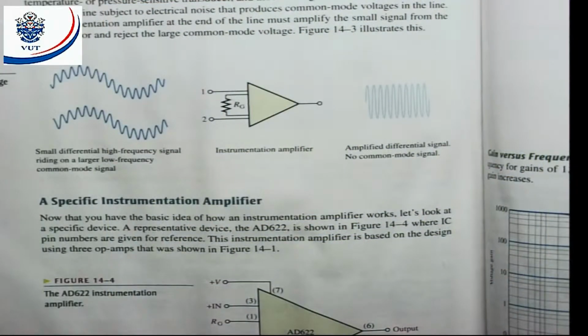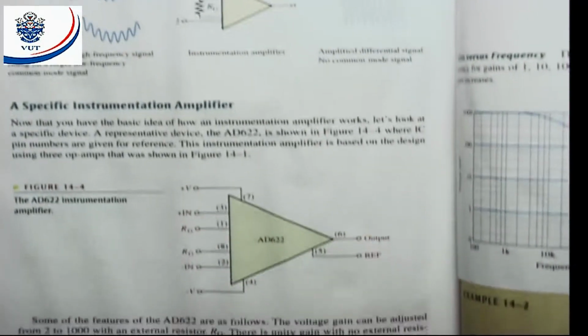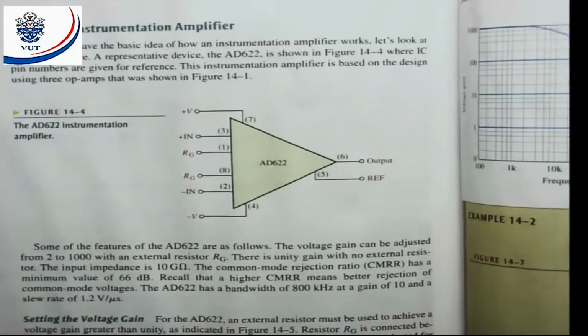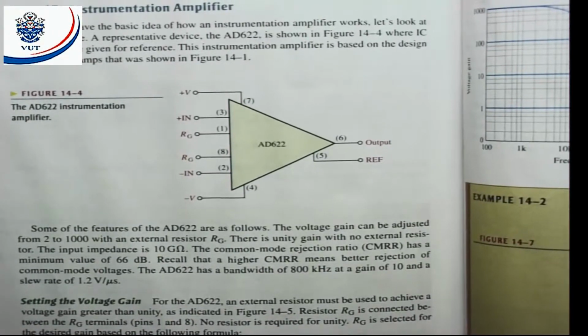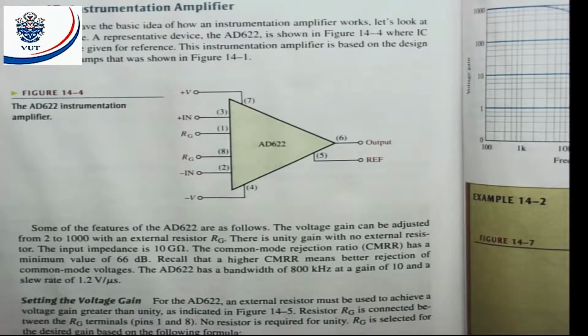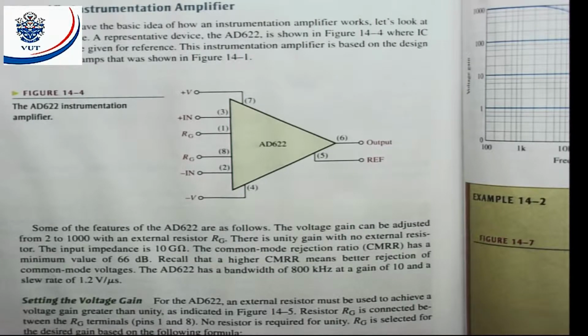That means that you can buy, that certain companies are manufacturing. Now here we're going to look at the AD622. That means you can go to an electronic shop and ask them and buy an instrumentation amplifier, AD622 instrumentation amplifier. And here they give us all the information, all the pin connections.